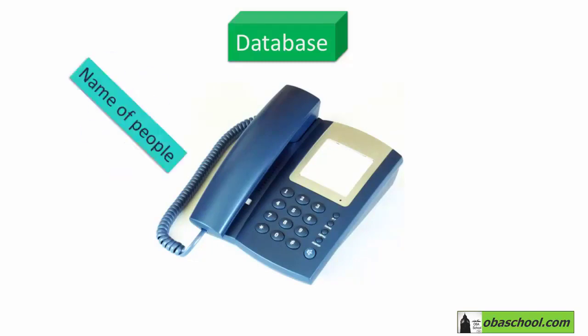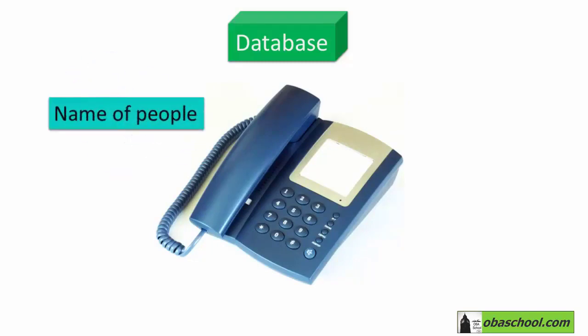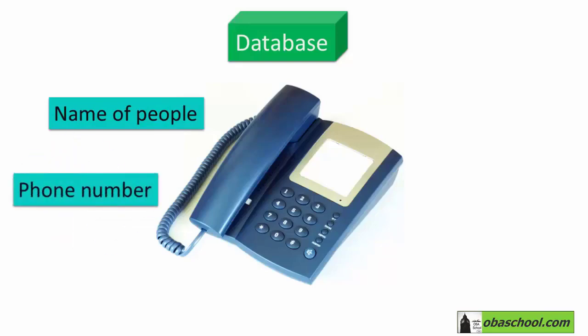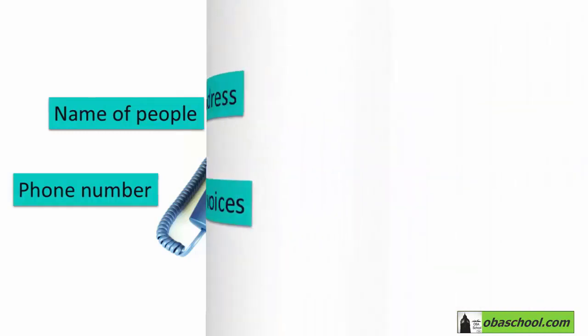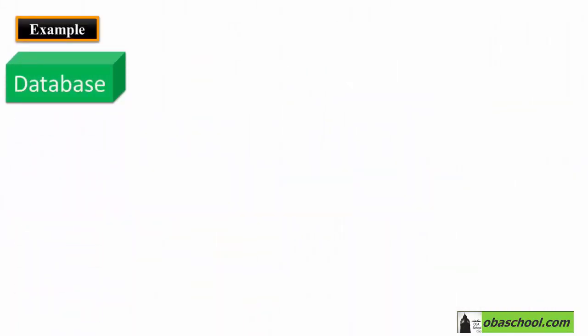Now let's take this example. The telephone company also needs a database to store its information. The information is about its users. For example, their names, their phone numbers, their addresses, and their invoices. All this information, as we have said previously, needs database. Let's check this example how a database works.